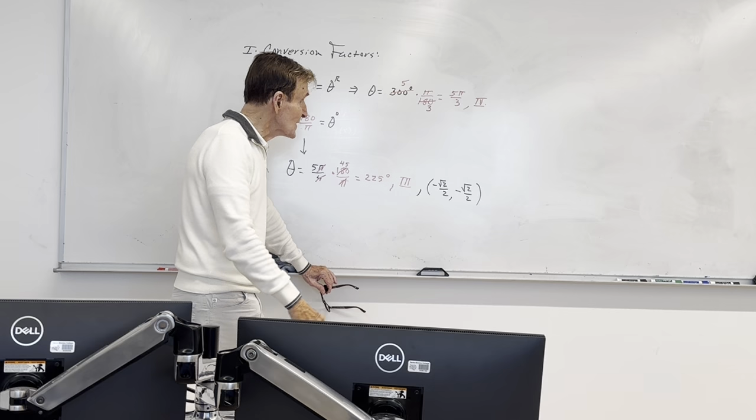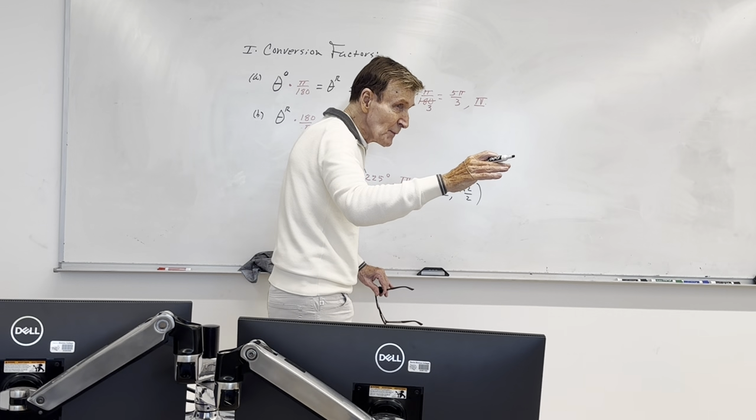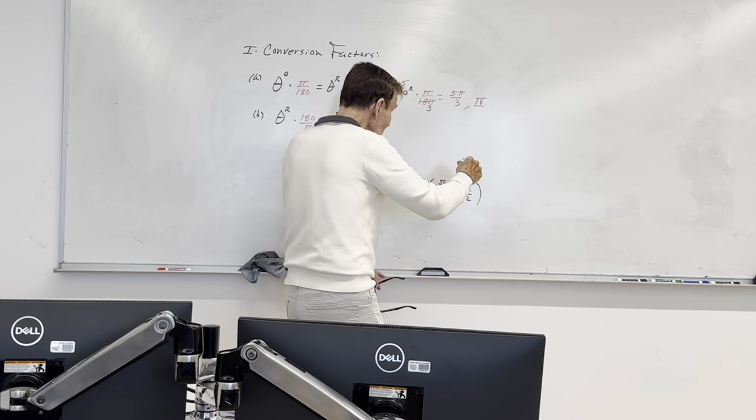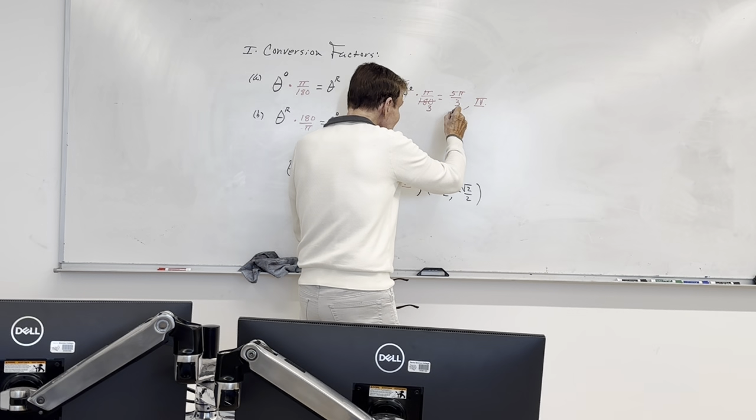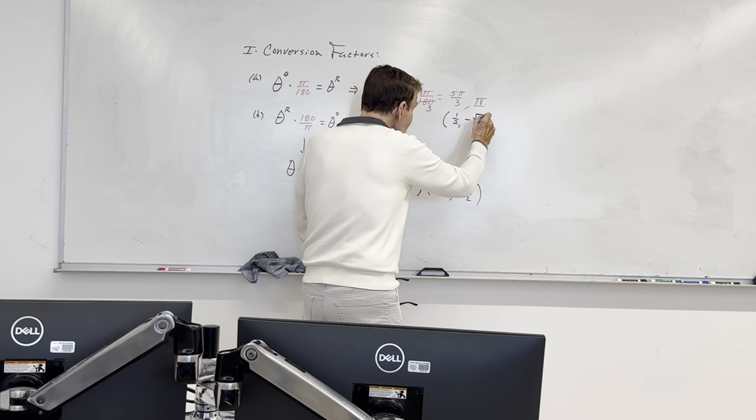Alexander, tell me up here on this one, we got 300 degrees, or 5 pi over 3. Check that unit circle at 5 pi over 3 or 300 degrees and tell me what point was associated with it. 1/2. 1/2? We negative root 3 over 2. Beautiful.